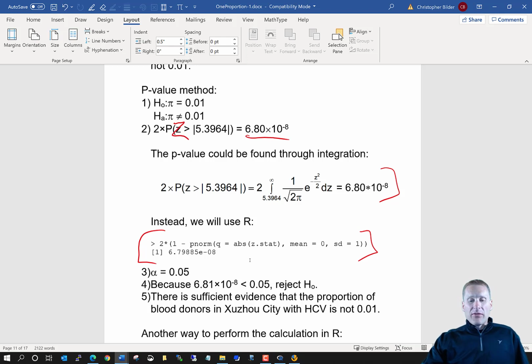Then we can state alpha 0.05. Well, because the p-value is less than alpha, reject H0. Just as a reminder, I always expect to see statements like this. Why are we rejecting H0, even with the test statistic method?